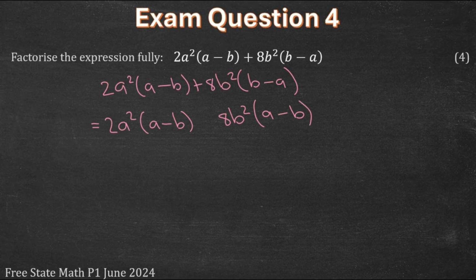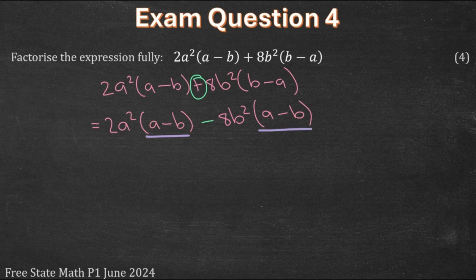But now it's very important. When you do a sign change inside the brackets, you need to change the sign that is in front of your brackets. And here the sign is positive. So what we need to do is to change this positive into a negative. Notice what we've got here. We've got 2 brackets in both terms and they are both the same.